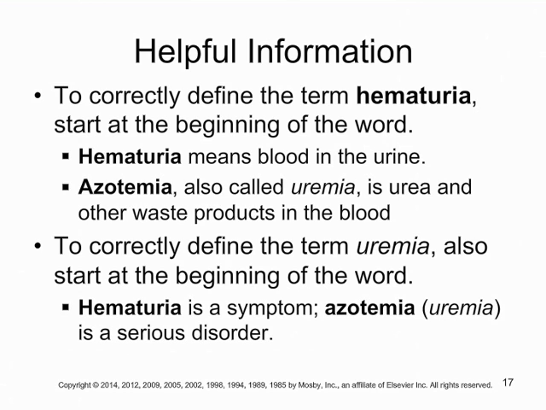Azotemia is also called uremia, and for the last bullet point here, just know that hematuria, blood in the urine, is a symptom, usually of some kind of issue, whereas azotemia is a serious disorder where your blood is contaminated with these wastes. Hematuria can happen in a number of different conditions, so that's why it's considered just a symptom of a larger issue.